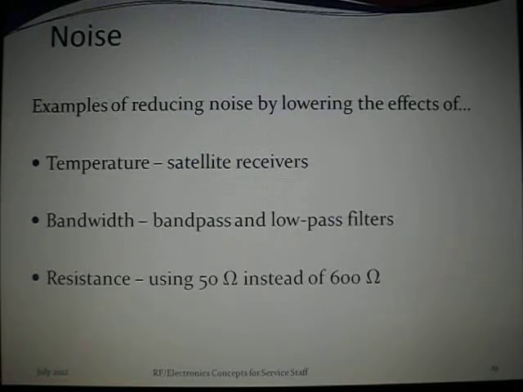Assuming all other factors are equal, the noise voltage is approximately 3.5 times greater for a 600 ohm resistance than it is for a 50 ohm resistance.